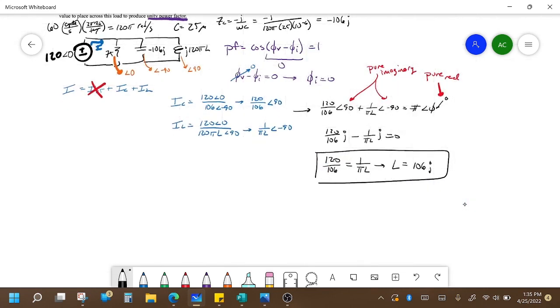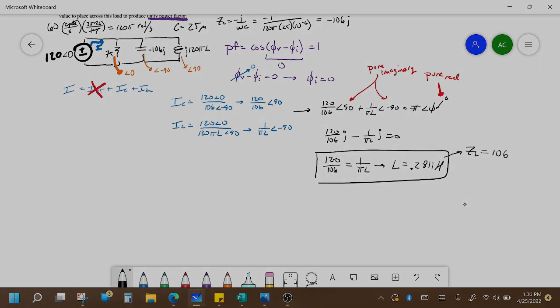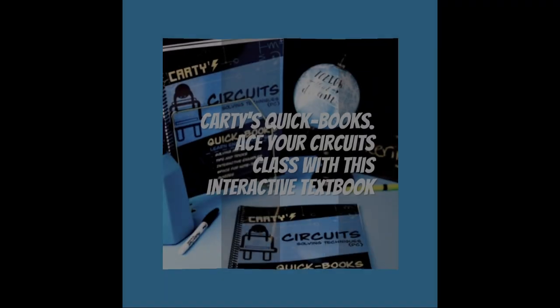L is going to be, because 120 pi L has to be 106. Therefore, L is... let's see. The Z on the L has to be 106. L itself is actually going to be 0.2811. That's going to be the value of L, and it's going to produce a Z which is 106.